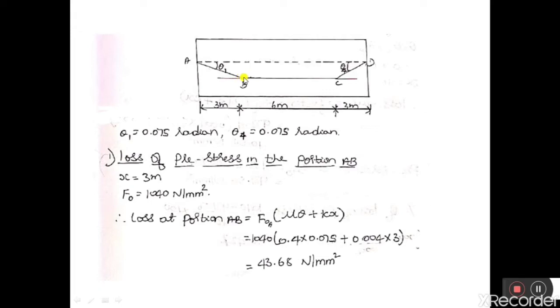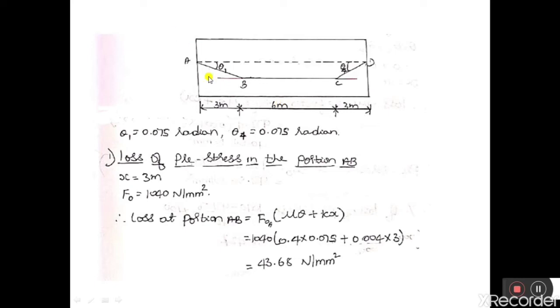So with respect to horizontal, the angle between B to C is 0. So theta 2 is equal to 0. Similarly, the angle at C with respect to horizontal between C to B is 0. Therefore, theta 3 is 0. And theta 4, that is the angle between D to C, is 0.075 radian. So theta 2 and theta 3 is equal to 0. Theta 1 and theta 4 is equal to 0.075 radian.